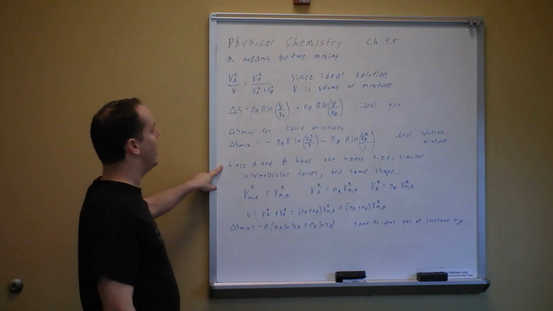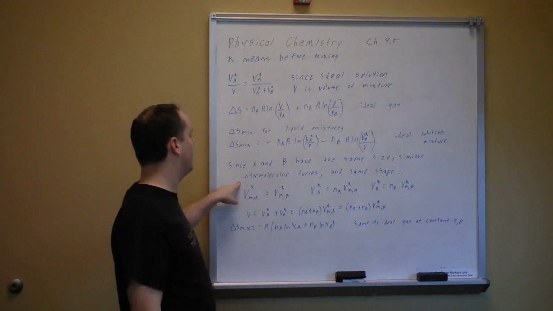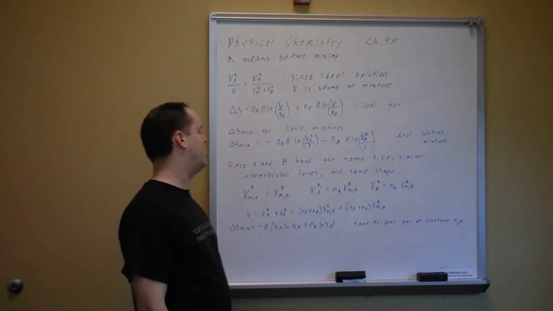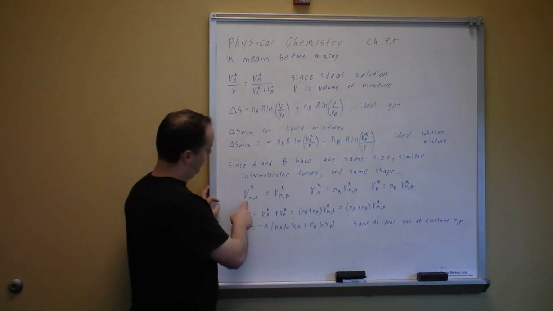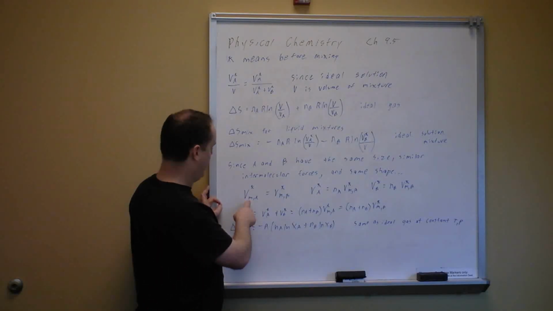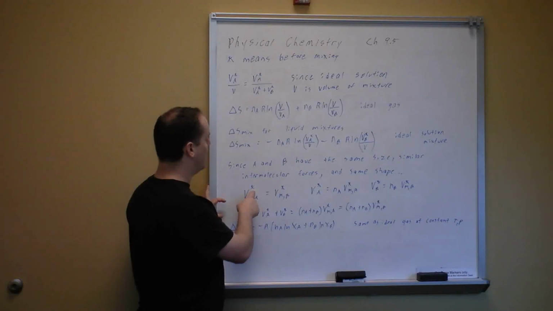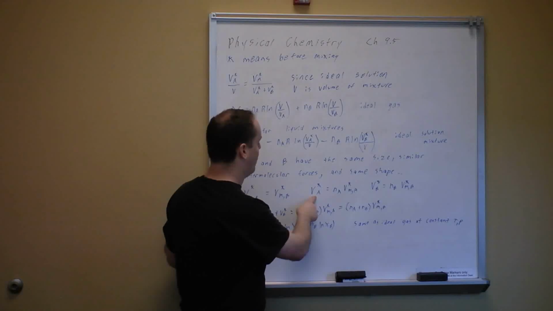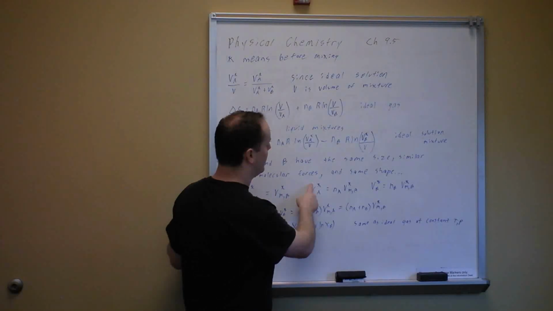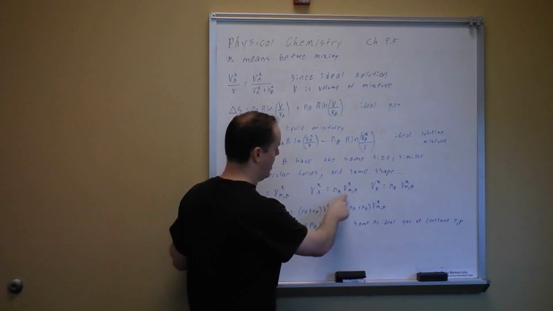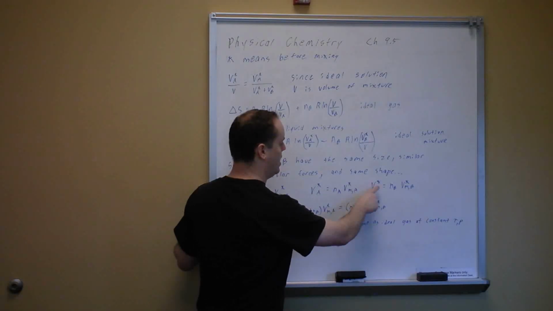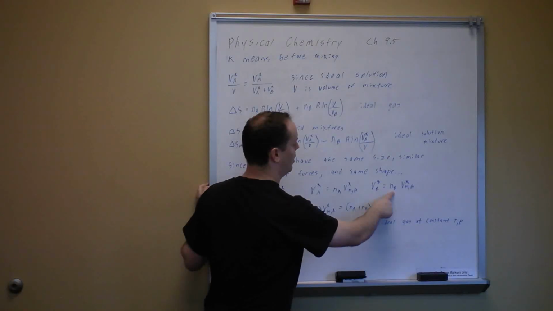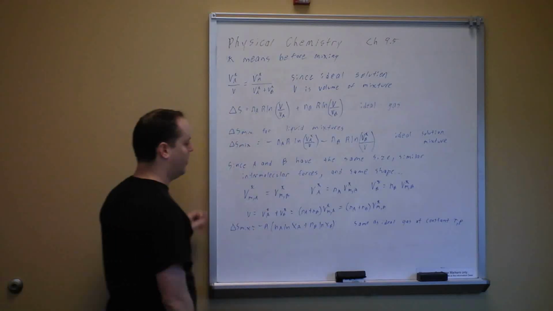Now, since we're going to assume that A and B have the same size, they have similar intermolecular forces, and they're roughly the same shape, then we can say that the molar volume of species A unmixed is equal to the molar volume of species B unmixed. Likewise, we know that the volume of A unmixed is equal to the number of moles of A times the molar volume of A unmixed. And likewise, the volume of B unmixed is equal to the number of moles of B times the molar volume of B unmixed.